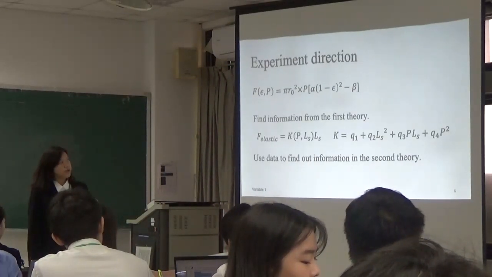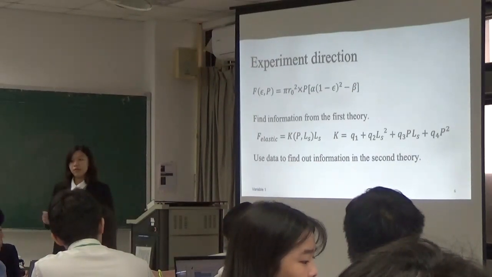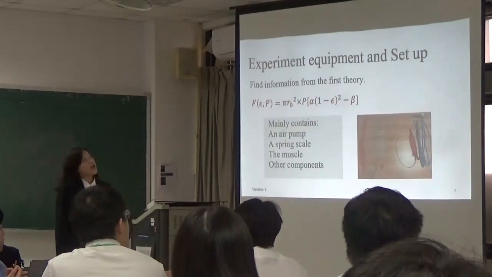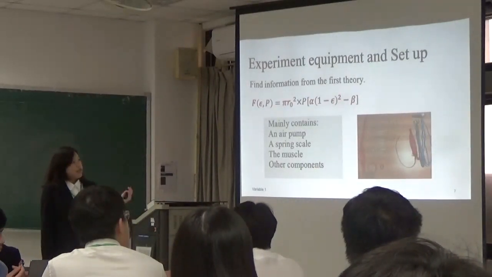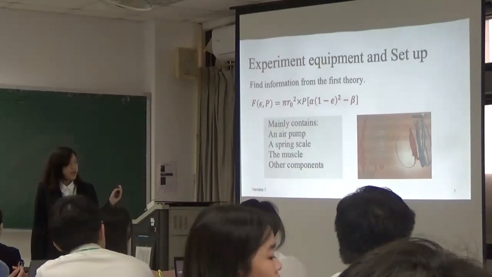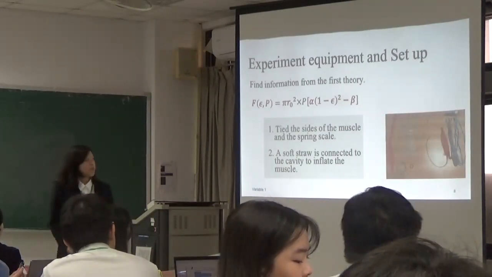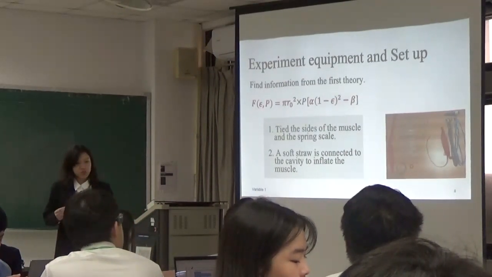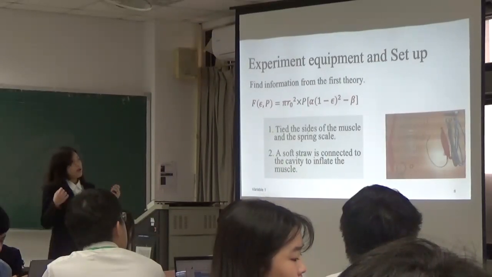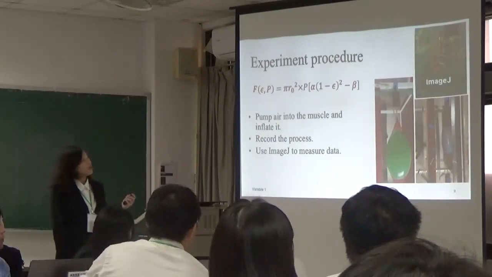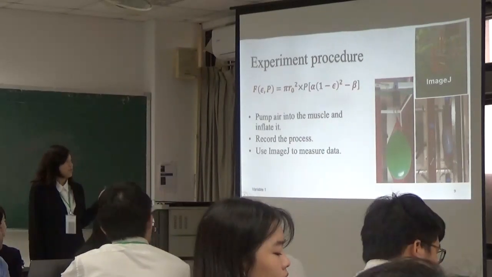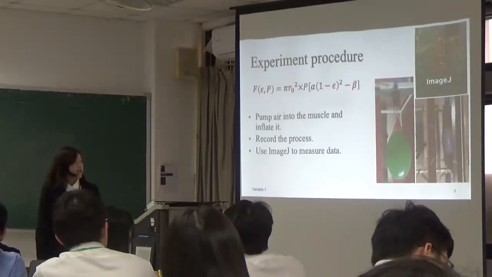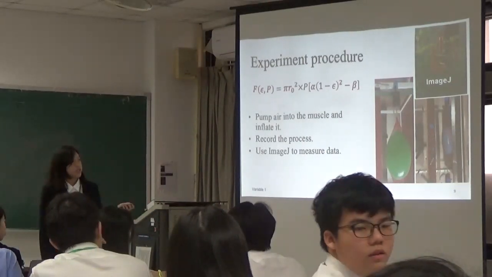And this is my experiment direction. First, I will find the information from the first theory, and then I will use the data to find out the information in the second one. And this is my equipment and setup. It mainly contains an air pump, a spring scale, and a muscle, and other components. First, I will tie the two sides of the muscle to two fixed points, and then a soft straw connected to the muscle will be the way I inflate the muscle. This is my procedure: I will pump air into the muscle and inflate it while recording the process. Then I'll be able to measure the data by imaging.